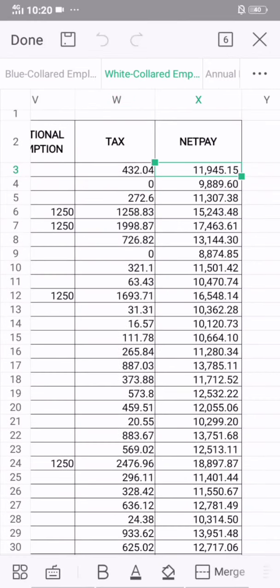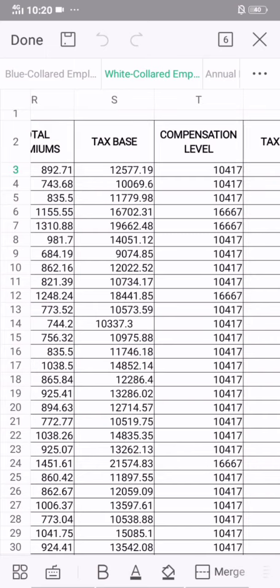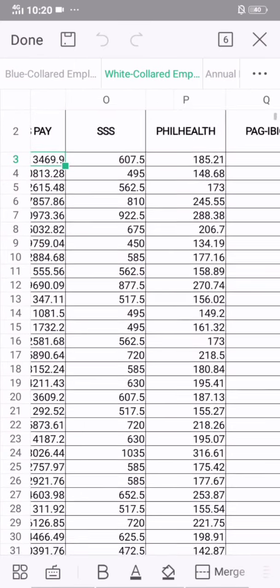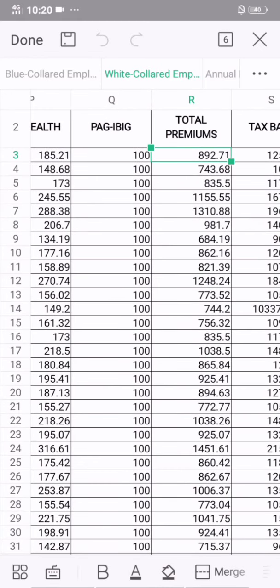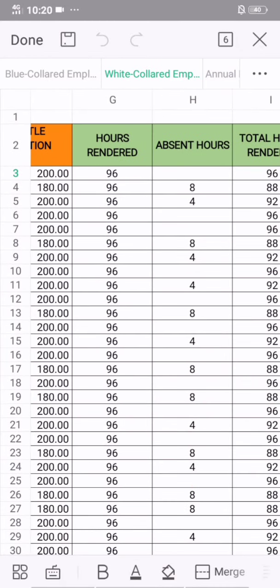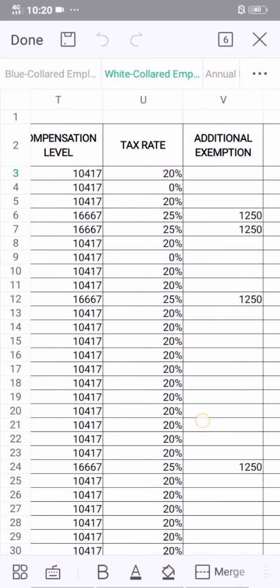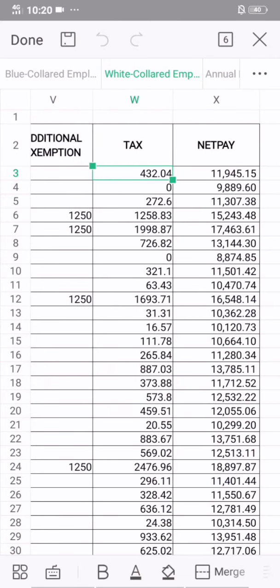And to get the net pay, first, we will get our gross pay and then minus our total premiums, minus our shuttle deduction, and last minus our tax to get our net pay.